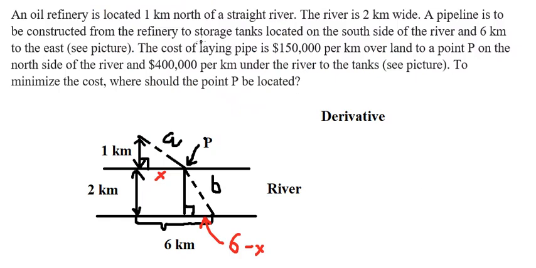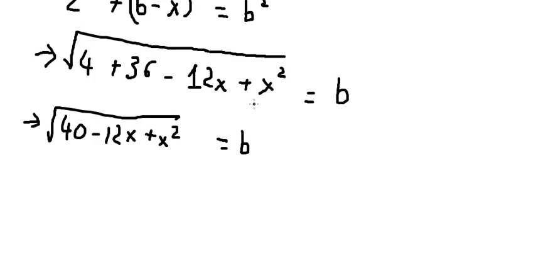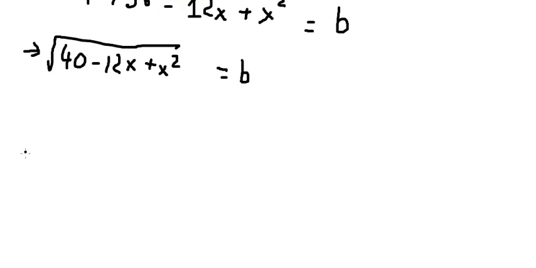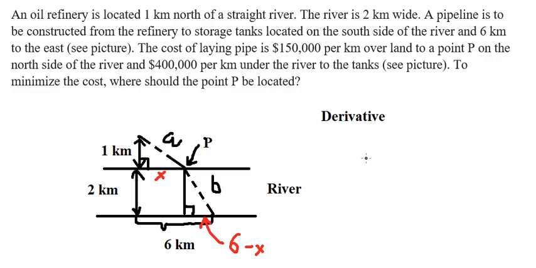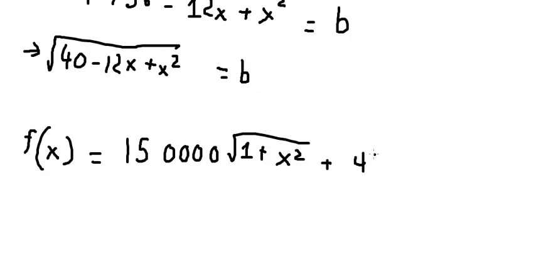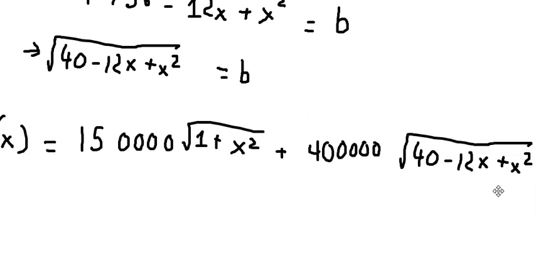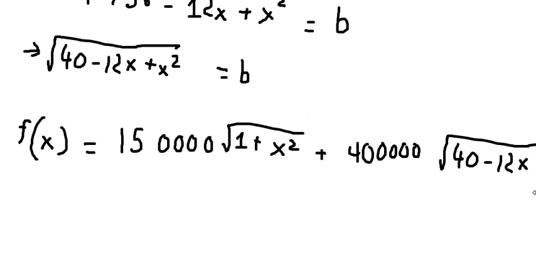And the next one, the cost of laying pipe is 150,000 on the land and 400,000 on the river. So we can find the total cost. I will put F of S in here. So we have 150,000 with the square root of 1 plus s squared, and the next one, 400,000 with this one. Now, this is the total cost.